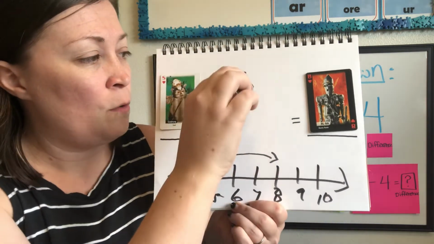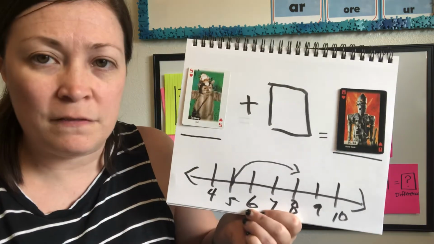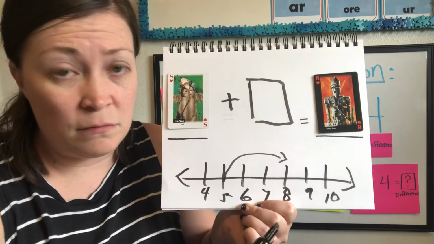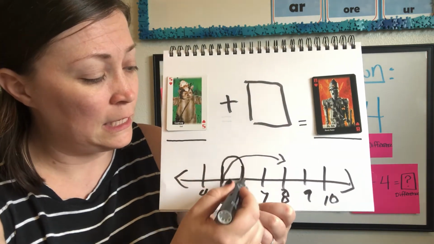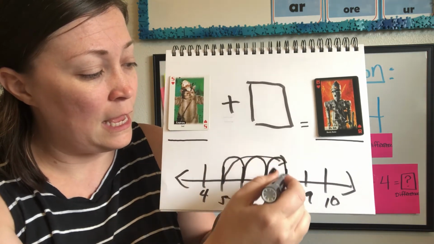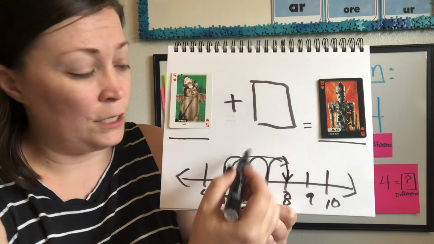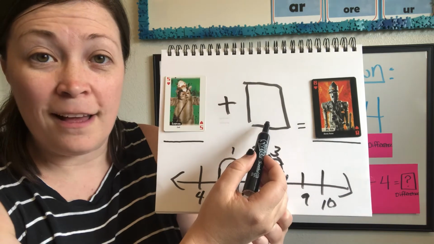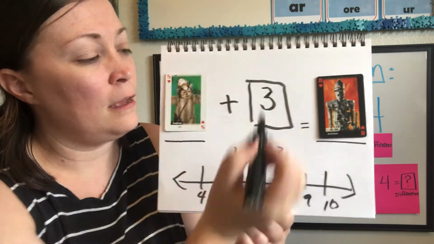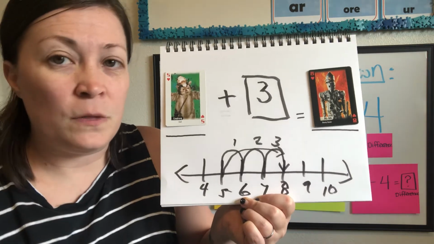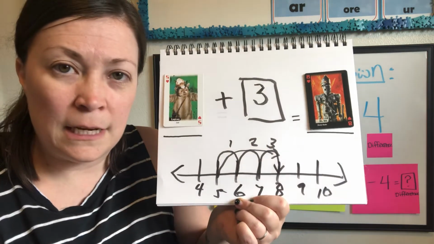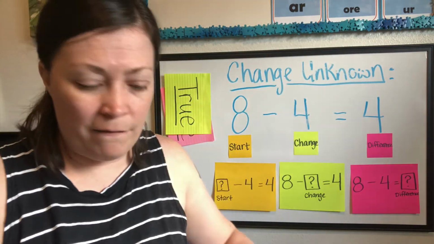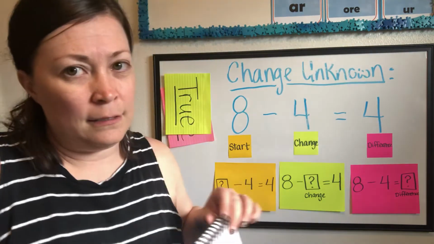Nice. And then of course, we're still missing our change here. So now we have to figure out our change. So let's use our number line. We're gonna start at 5, or you can use your fingers, or you can draw dots, whatever works for you. 5, 6, 7, 8. And now we have to count our jumps. 1, 2, 3. So how many more did we go? 3. We went 3 more. Nice job. So this is a change unknown problem that's also missing the symbol. We also have to decide if it's adding or subtracting. It's kind of fun. So let's look at another one.